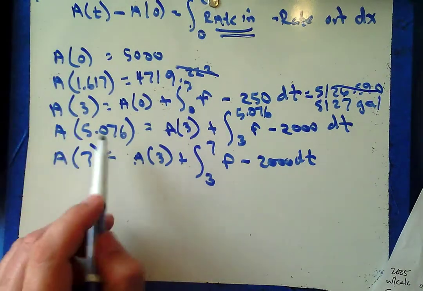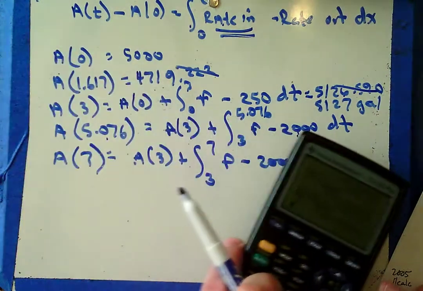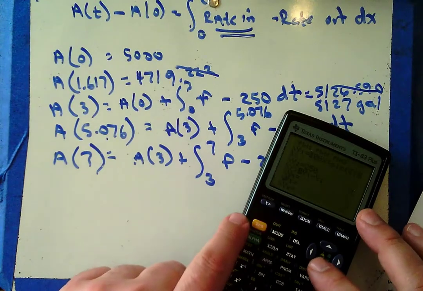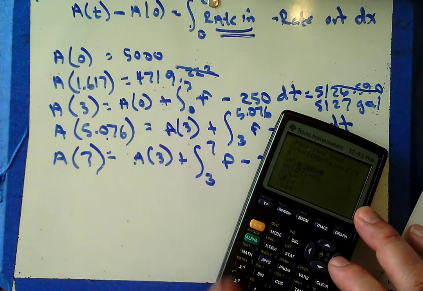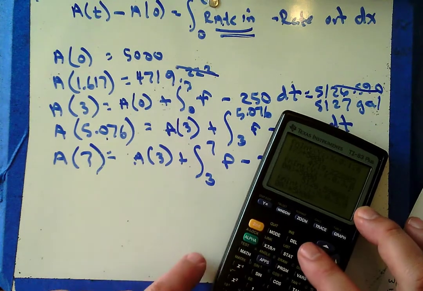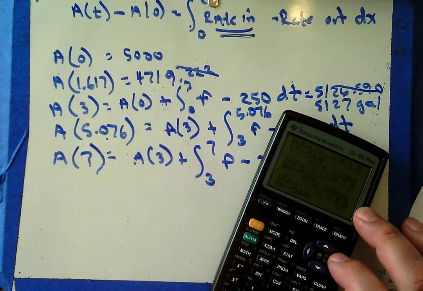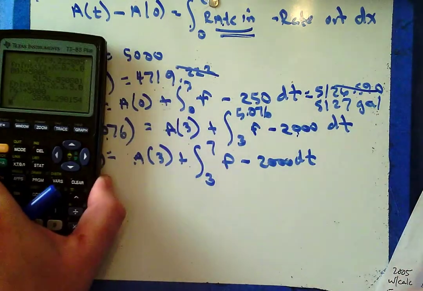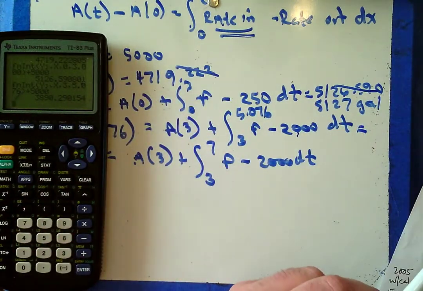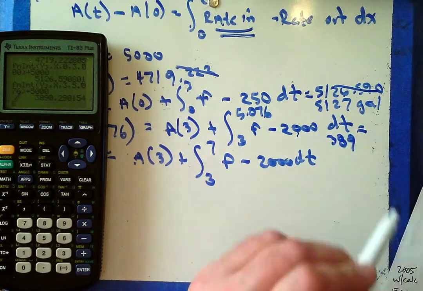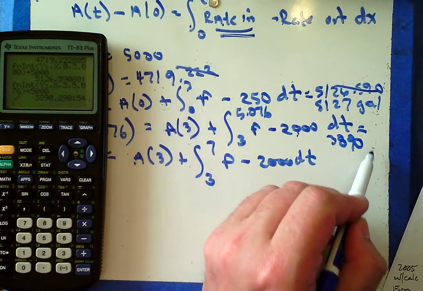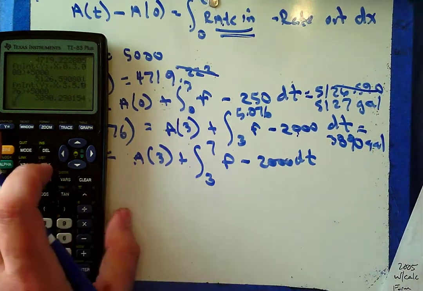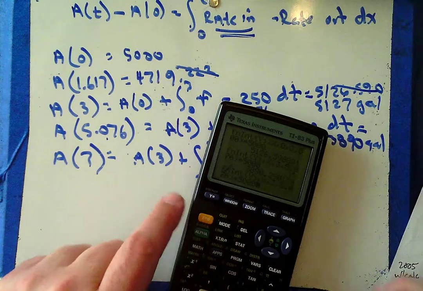And now I have to switch my g function to be 2000. So let's go back here and change this to be 2000. And then our integral, we're no longer integrating from 0, we're integrating from 3 to 5.076 plus that 5,000. So my calculator chugs away and comes up with 3890 gallons. And then finally the amount at time equal to 7.